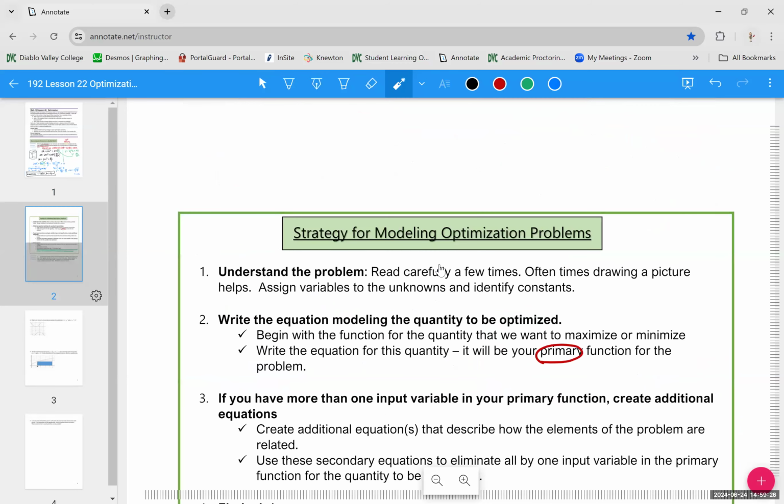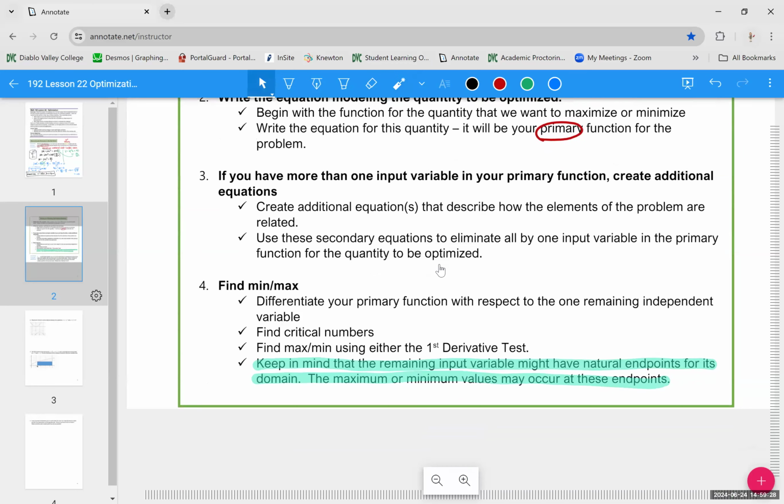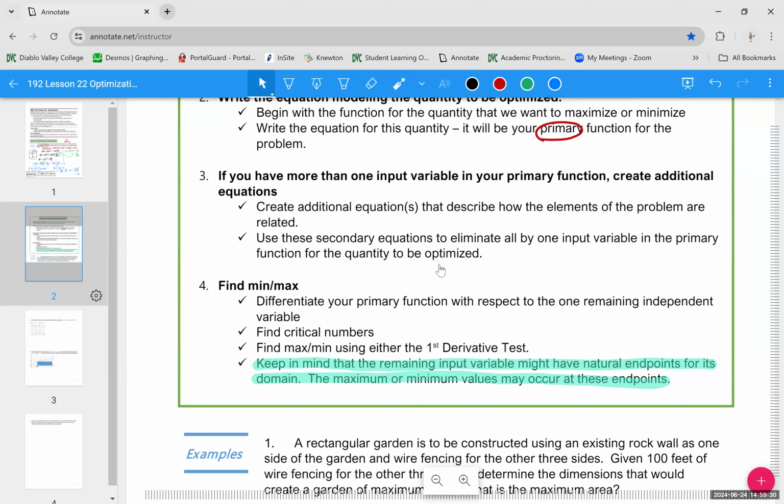So as we go through these problems and I describe and work through some examples, I will be constantly talking about what are the endpoints of my input variable and do they make sense to test as an actual option.